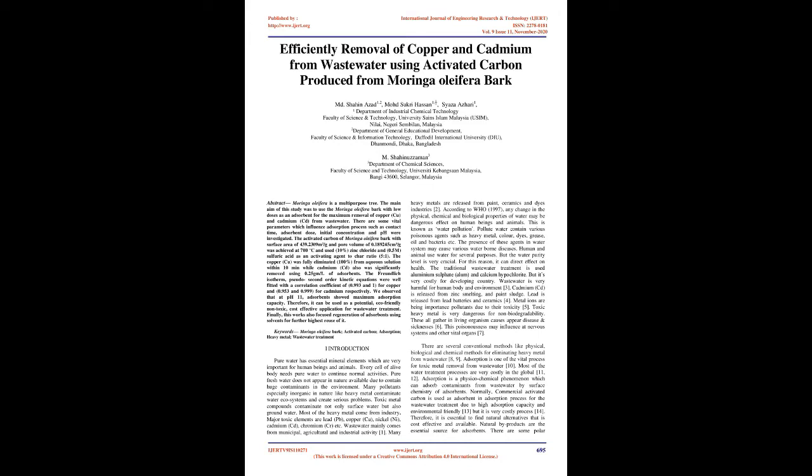Wastewater mainly comes from municipal, agricultural, and industrial activity. Many heavy metals are released from paint, ceramics, and dye industries too. According to WHO, 1997, any change in the physical, chemical, and biological properties of water that may have a dangerous effect on human beings and animals is known as water pollution. Polluted water contains various poisonous agents such as heavy metals, color, dyes, grease, oil, and bacteria, etc. The presence of these agents in the water system may cause various waterborne diseases.